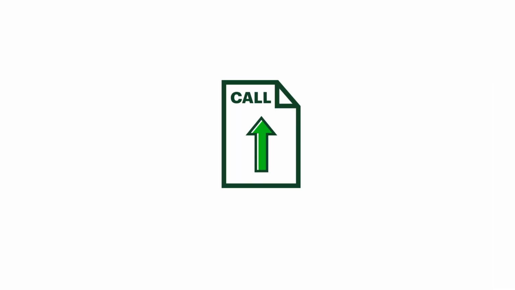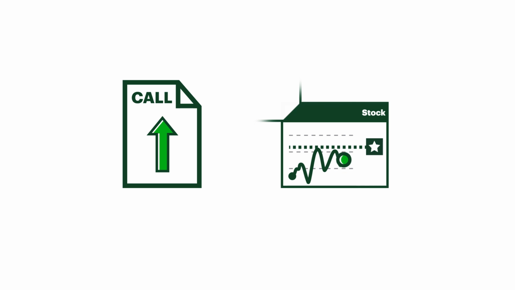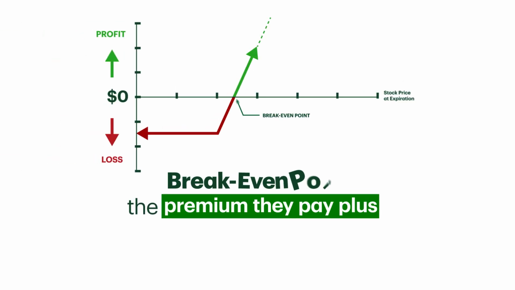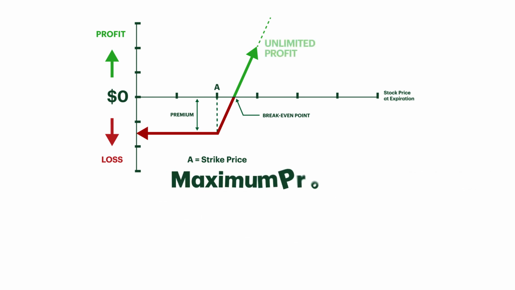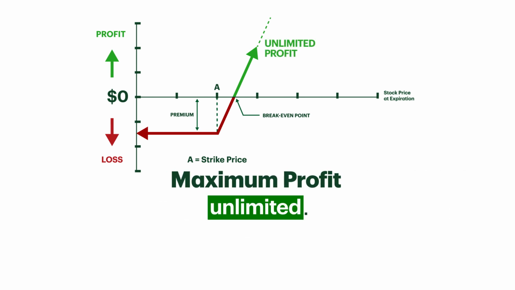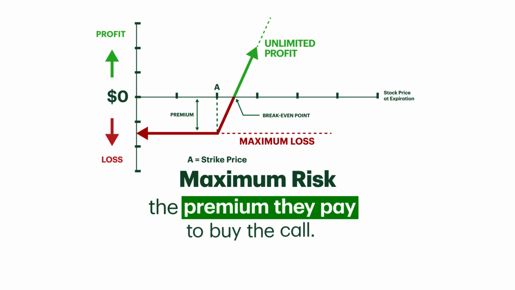So let's recap what we've learned about buying a call. Call buyers want the underlying stock to go up. Their break-even point is the premium they pay plus the strike price of the call. Their maximum profit is unlimited. Their maximum risk is the premium they pay to buy the call.